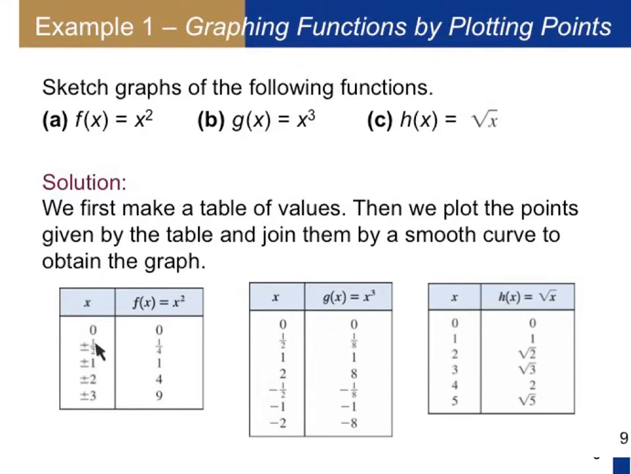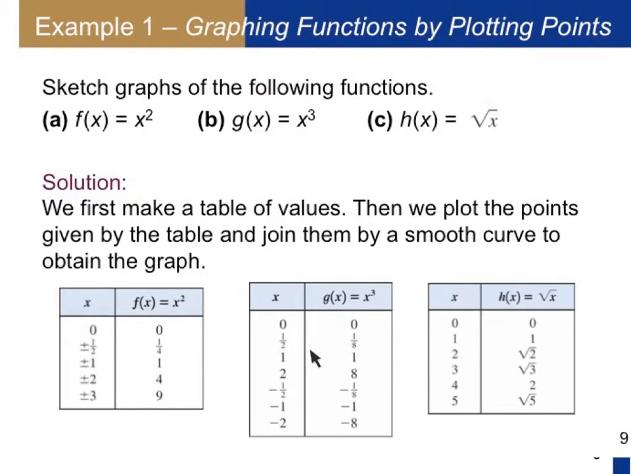So if I do plus or minus 1/2 for x and I square it, I get 1/4. If I do plus or minus 1 for x, I square it and I get 1. If I do plus or minus 2 for x, I get 4. Plus or minus 3 for x, I get 9. So you can see that, whether our input is positive or negative, we get the same output.